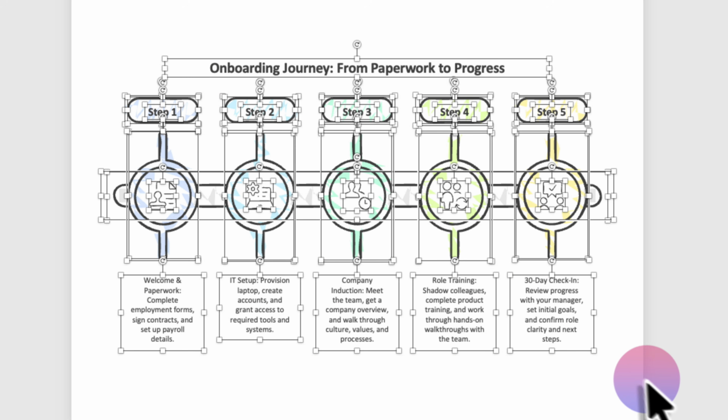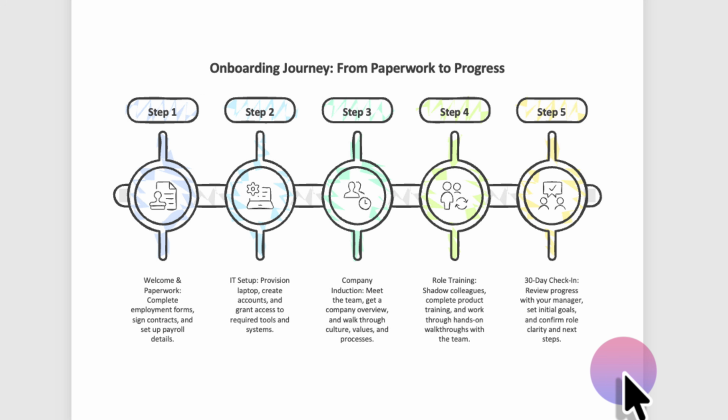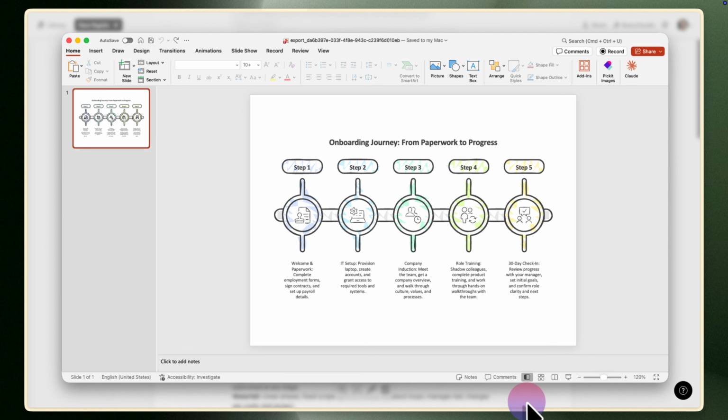It's actual PowerPoint shapes. So if you need to make a last-minute change before a presentation, you don't have to go back into Napkin and re-export. You just open up the file in PowerPoint and edit it directly, exactly like any other slide element. That is honestly genuinely useful.